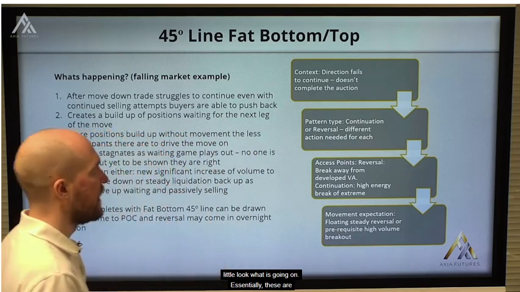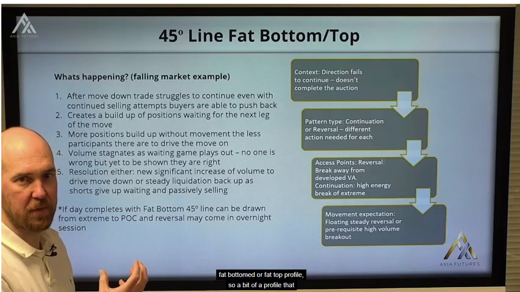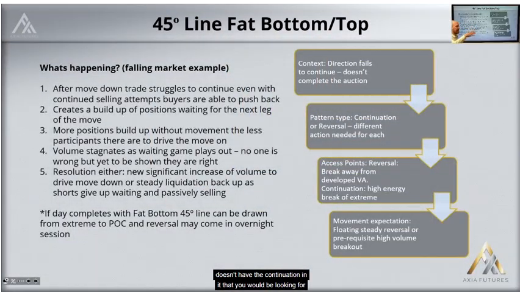What is going on? Essentially, these are reasonably easy to spot because what you're looking for is a very fat-bottomed or fat-topped profile. So a profile that doesn't have the continuation in it that you would be looking for, often lacking a tail as well. It is akin to a poor high or a poor low without the very clear point to break. With a poor high or a poor low, you would see a very flat top on the profile, and there's a really clear point to break there. Whereas with a 45-degree line, that point is much less clearly defined, and therefore you don't get this rush on a breakout.